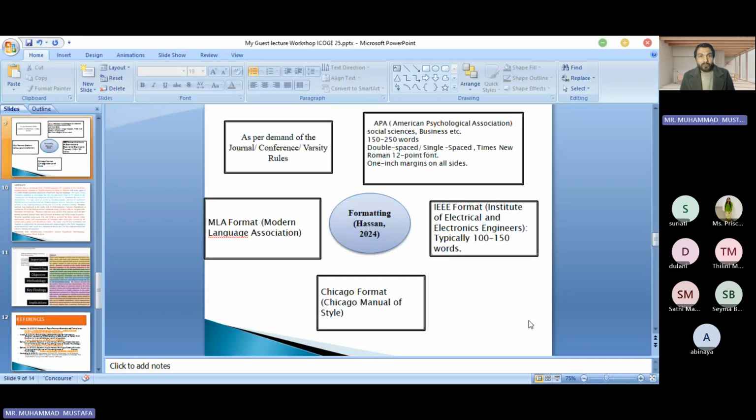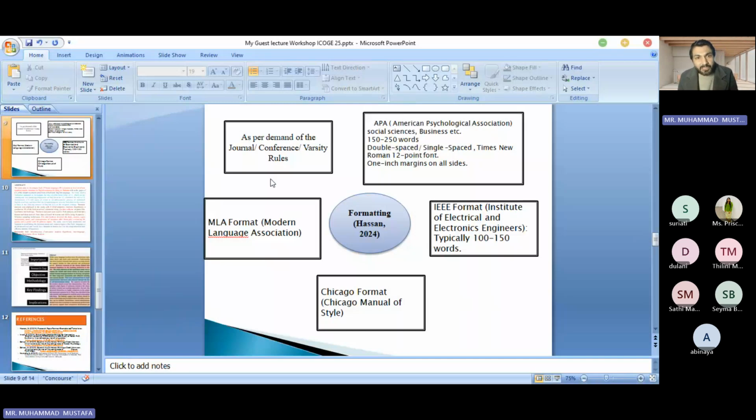Okay, there are some formatting. After the drafting, we have the formatting. Basically, there are a few types of formatting, but I have just mentioned here four, which are commonly practiced, and the most important ones are APA and MLA.